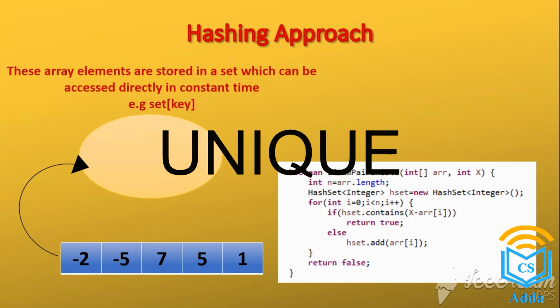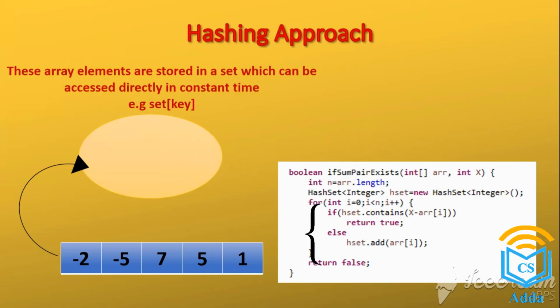What are we doing here? We traverse every element in the array and check if the difference between the sum and the element is there in the set or not. If it is not there, we insert the element as a key into the hash set, and if it is there, it means that a pair exists which makes the sum equal to 0. All these accesses to the hash set are done in constant time.